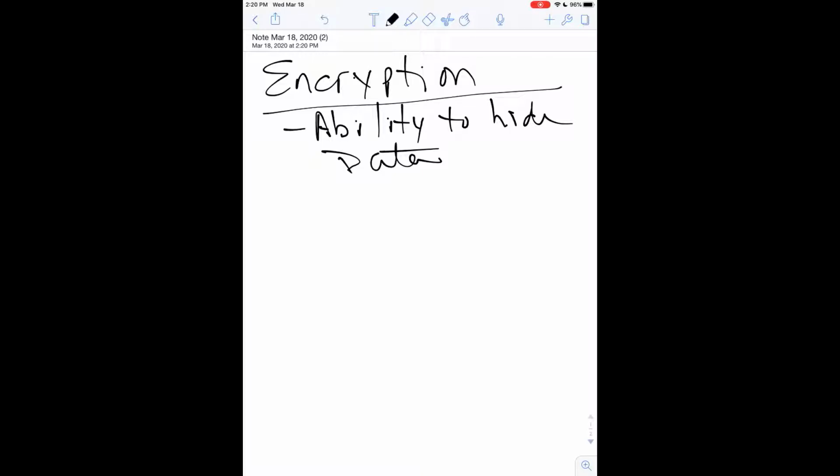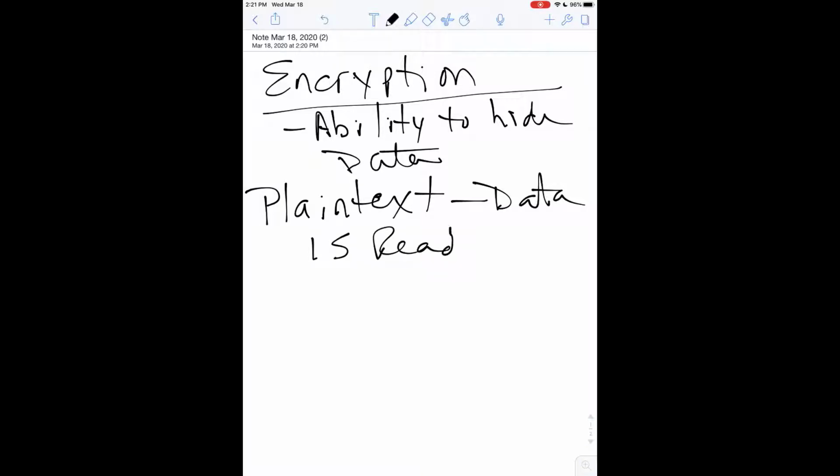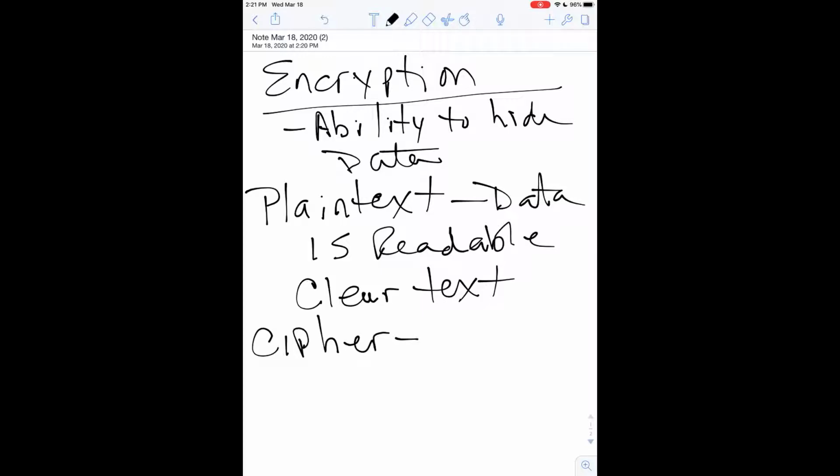So one of the terms we hear here is called plain text. In plain text, data is actually readable. We call this clear text. The way we encrypt our plain text is using what's called a cipher. And this is a way to encrypt data.